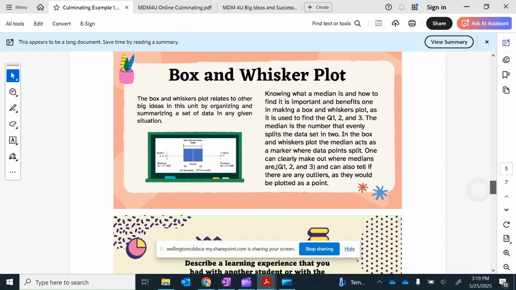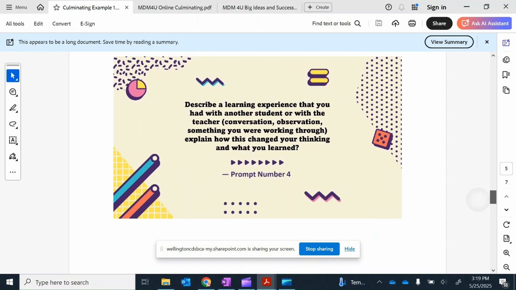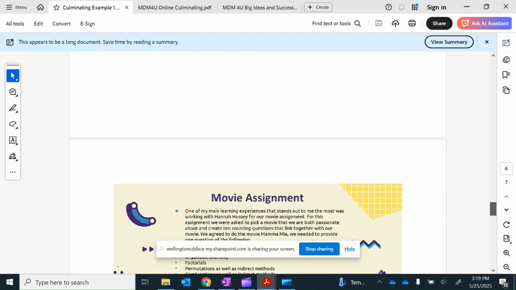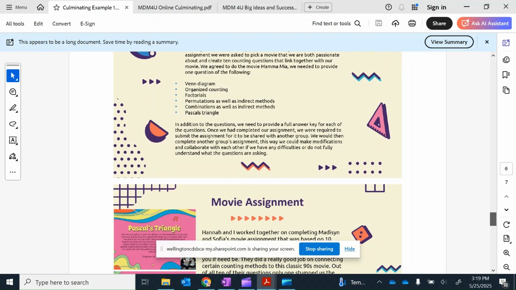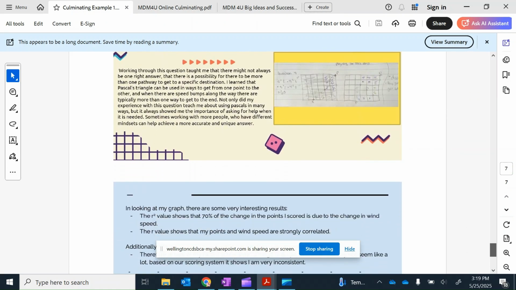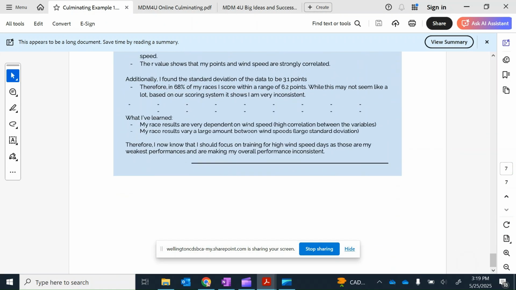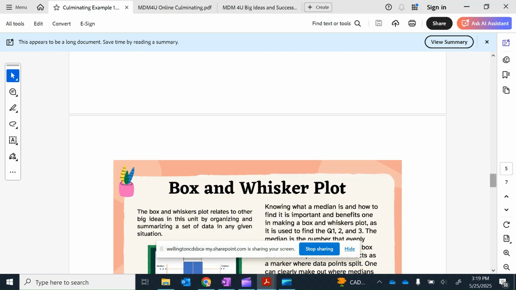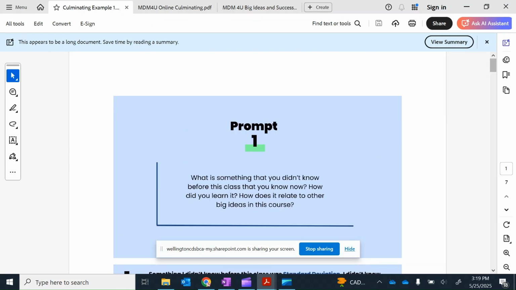This one here is to describe a learning experience you had with another student. They go through the movie assignment and how the movie assignment helped clean stuff up. So when you do this, make sure you go into depth with it. Go all the way through, talk about things, and explain along those lines.